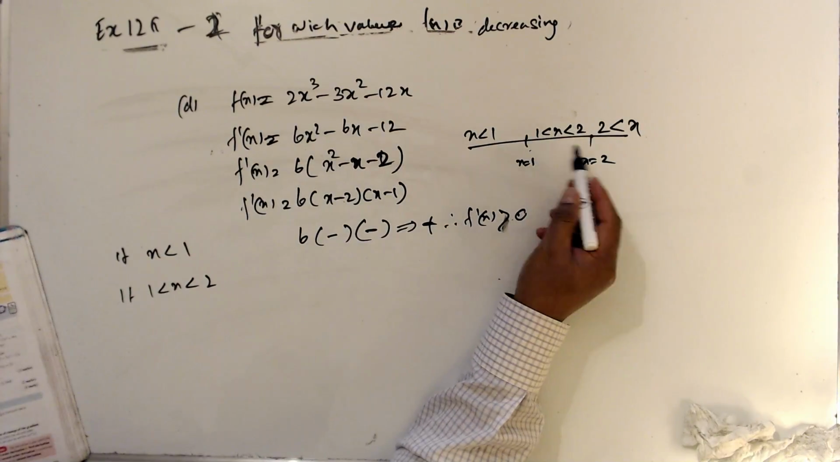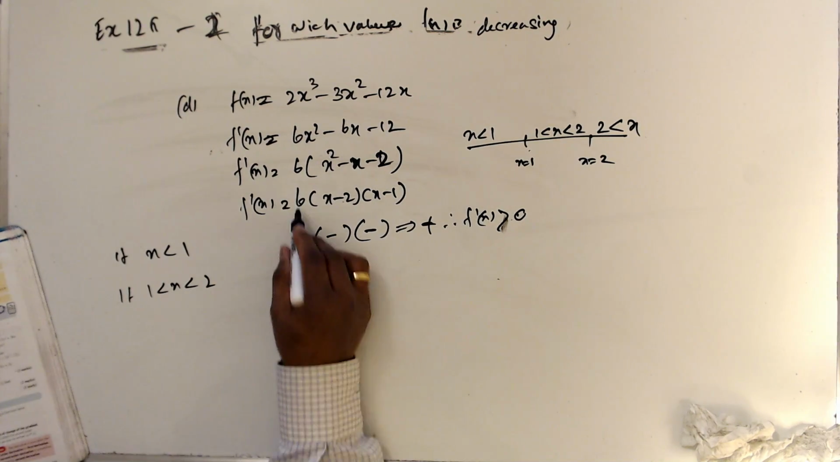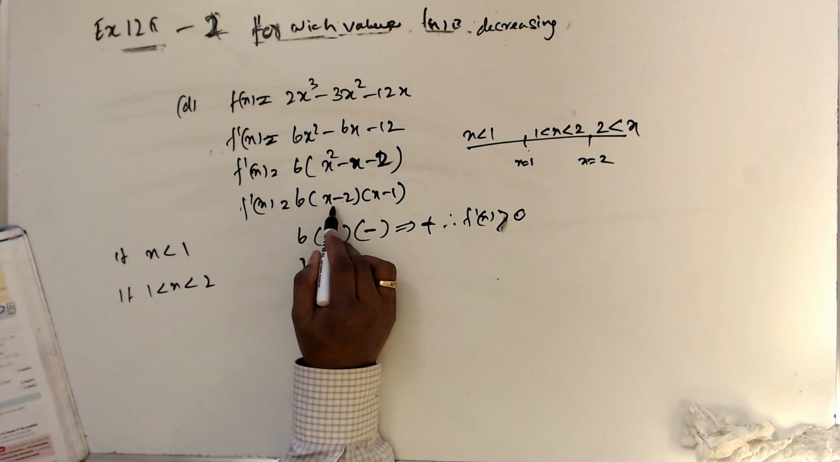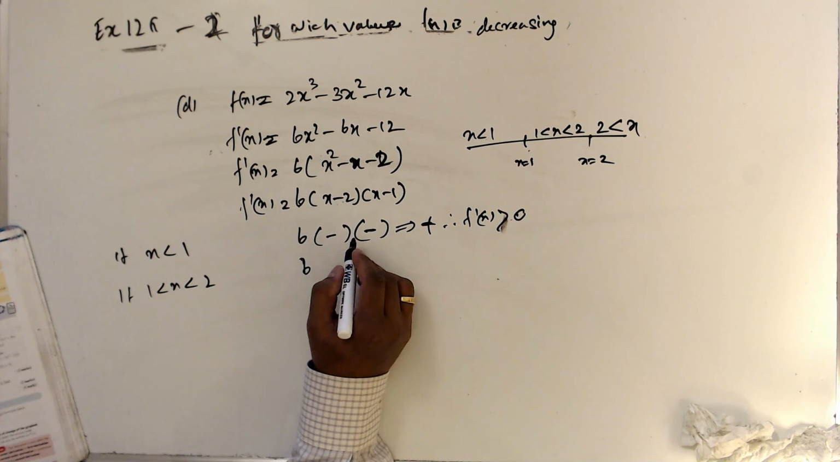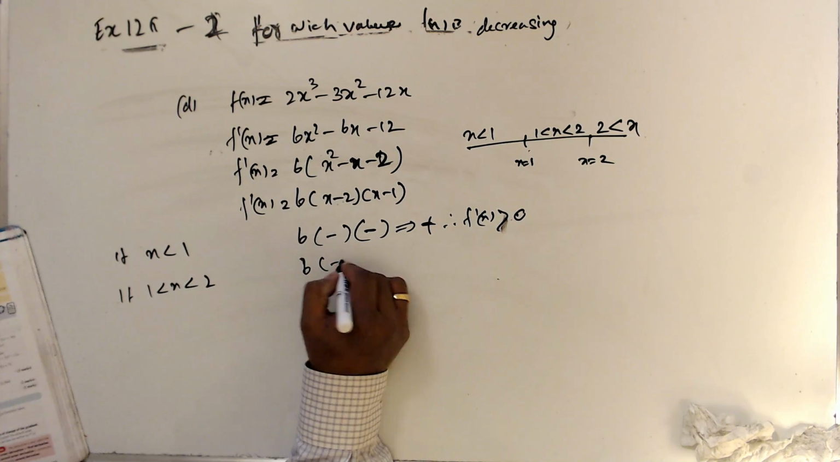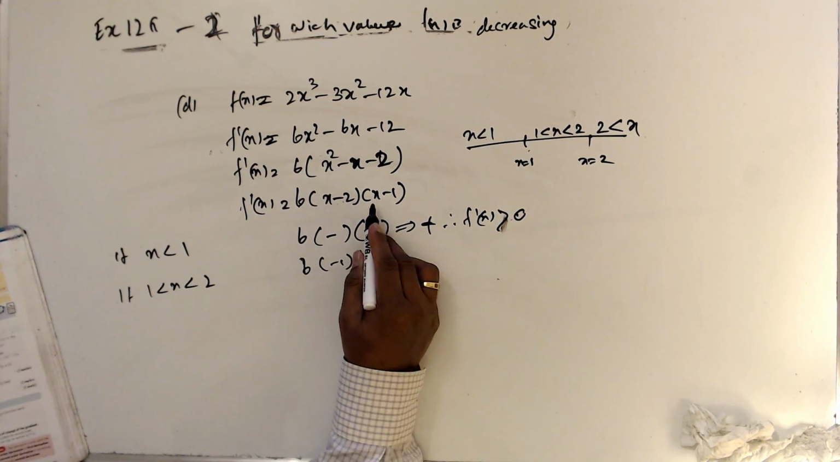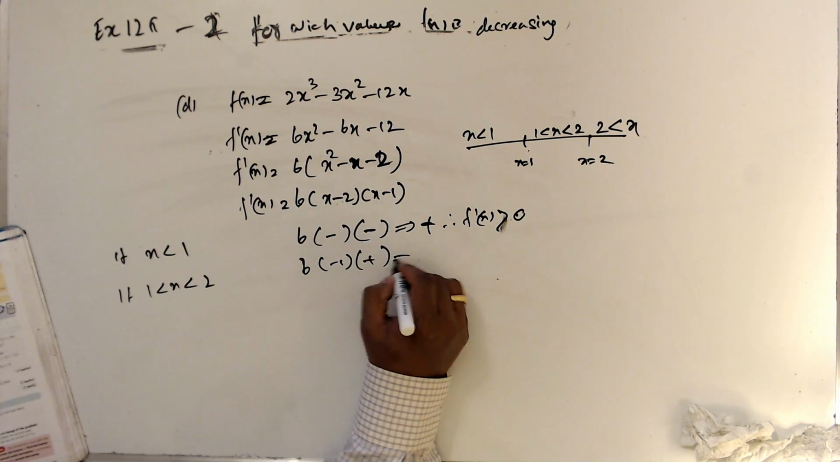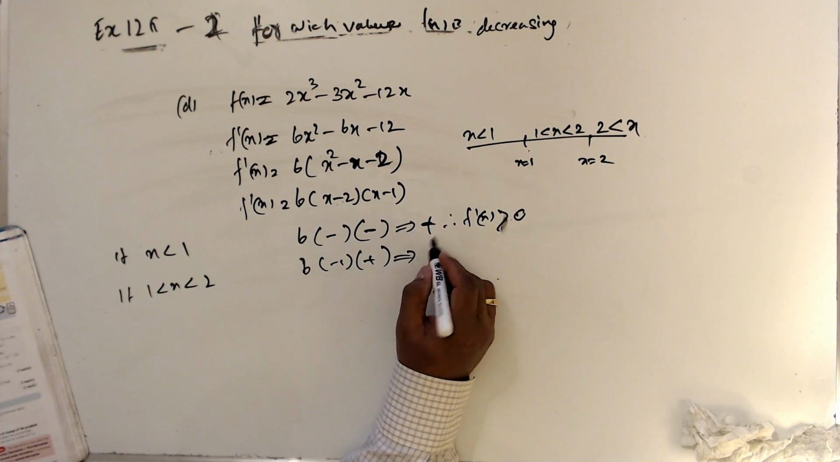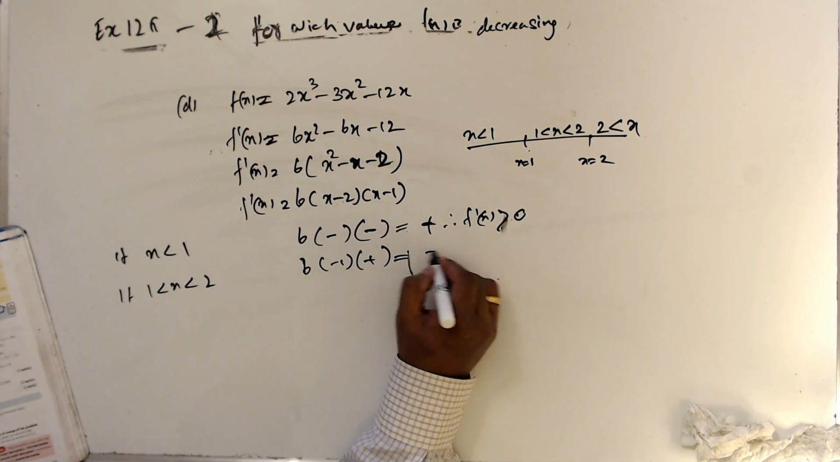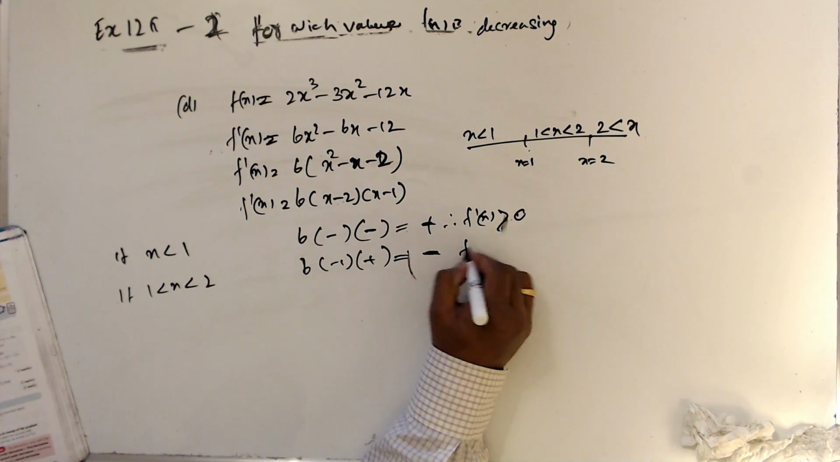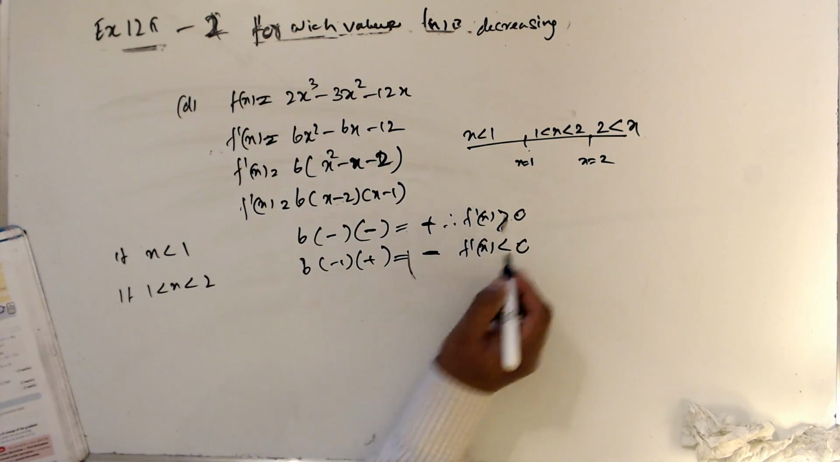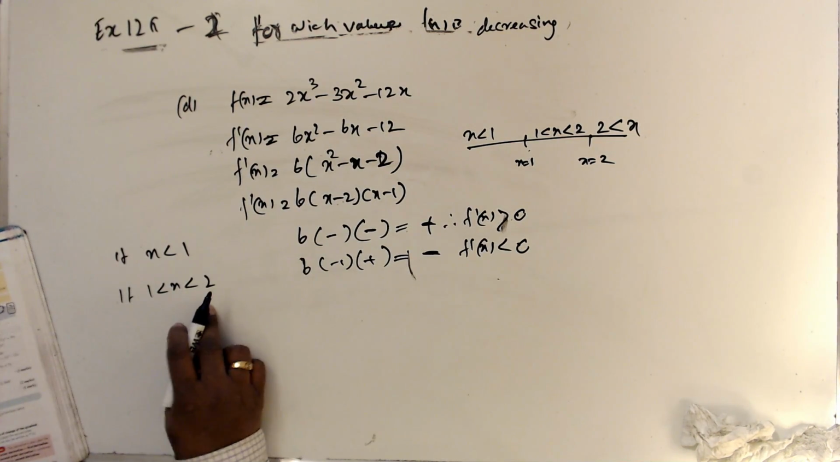In between 1 and 2, select 1.5. So this is 6.1 minus 1.5, a minus number. This is 1.5 minus 1, a positive number. So this answer is going to be a negative number. It means f dash x is less than 0 if you select this area.